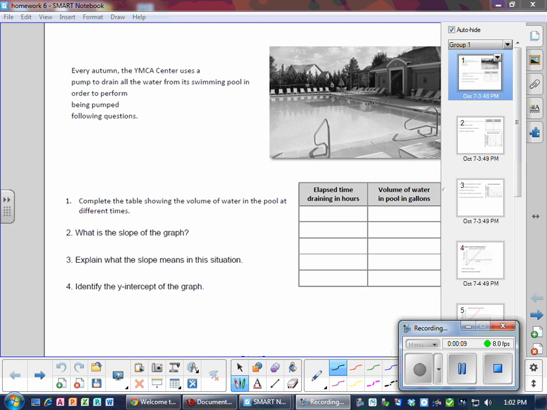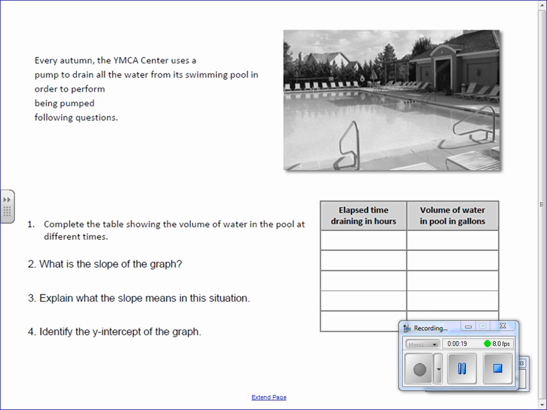Ladies and gentlemen, this is homework number 6. You can find it on YouTube under Ms. Gomez homework number 6. Make sure you have this worksheet in front of you so that way you know that you're on the correct worksheet.